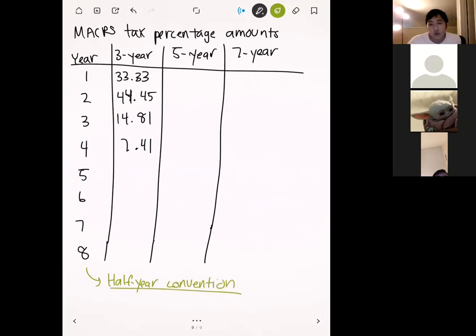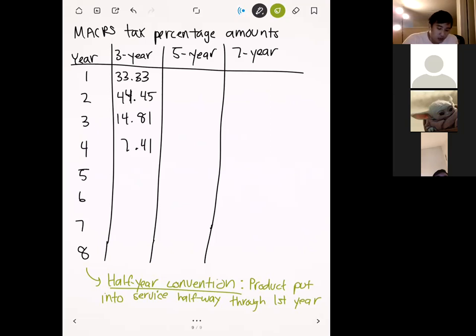What that means is that we are going to assume that our asset is put into service halfway through the first year. And so that first year's depreciation charge only represents about half a year's worth of use.